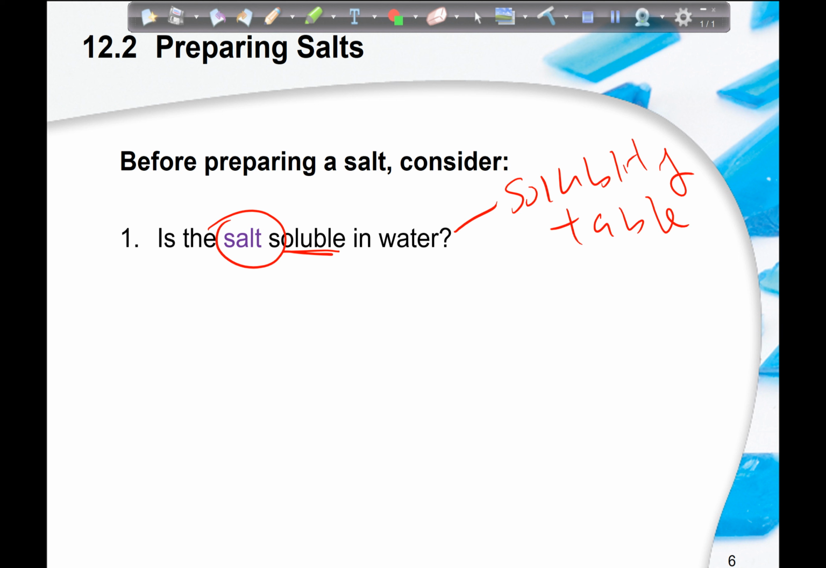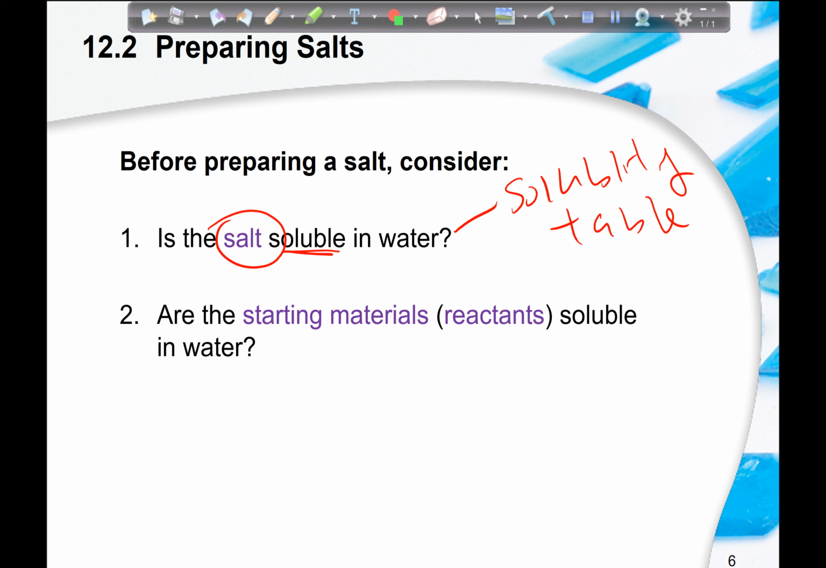So therefore, I hope you can understand that the solubility table is really the fundamental for the whole chapter on salt preparation. After I know whether a salt is soluble, I need to decide whether the reactant or the starting material is soluble in water. This will affect the whole understanding of preparation of salt. If we are still a little bit confused with the solubility of salt, I will encourage you to revisit the previous session.